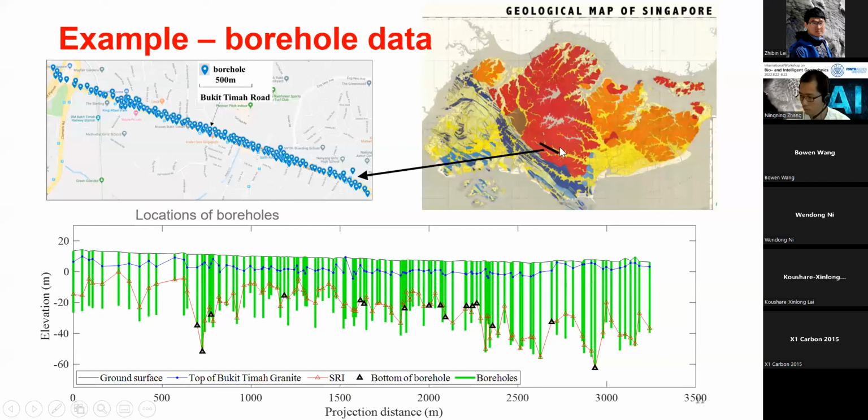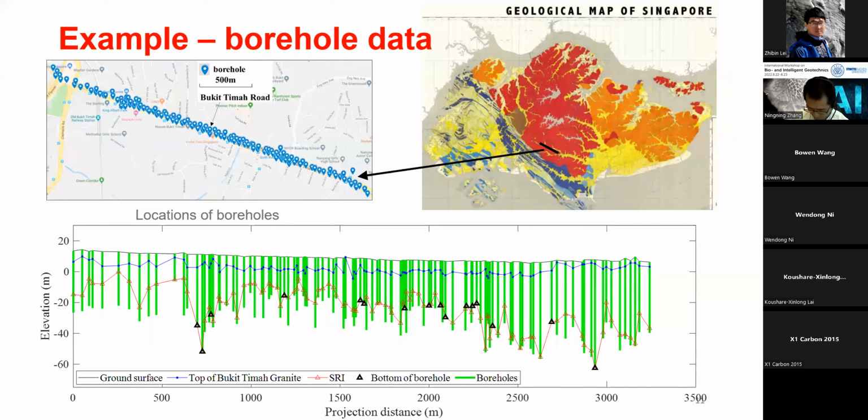And it's also worth noting that there are some faults here, which lead to very variable rockhead elevation. And because of the humid weather condition and also past tectonic events, the Bukit Timah rockhead has very intensive weathering.